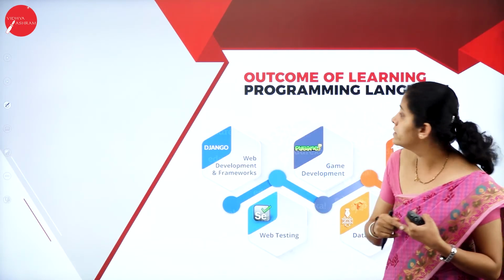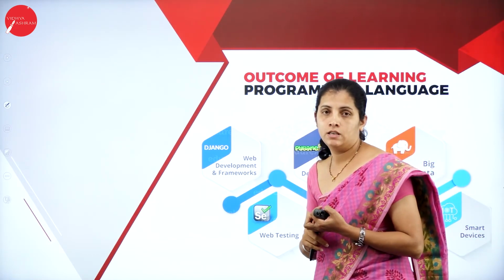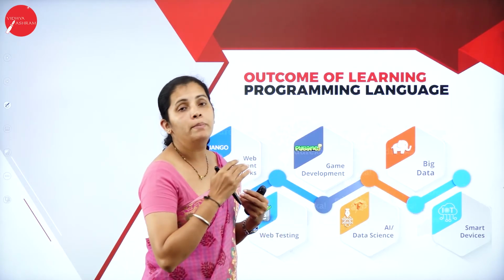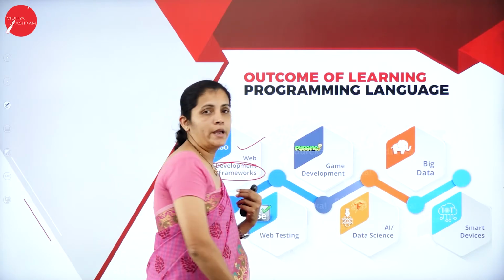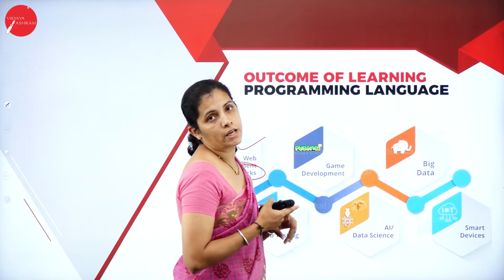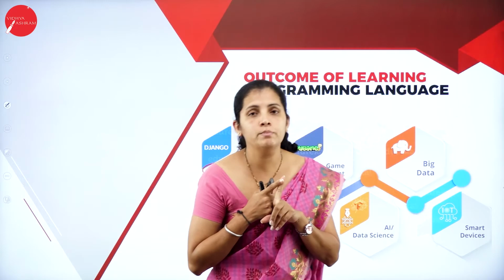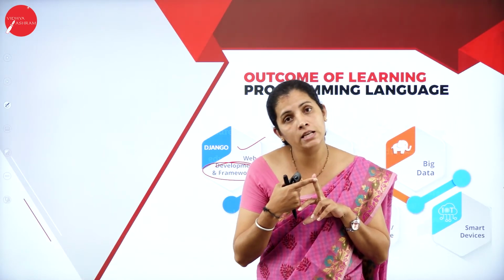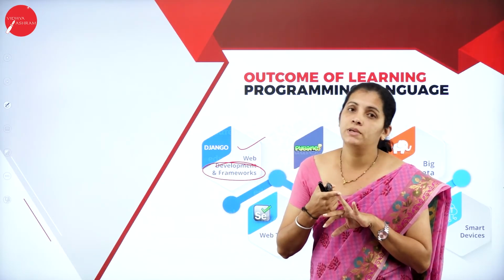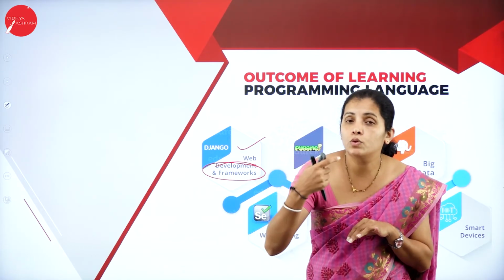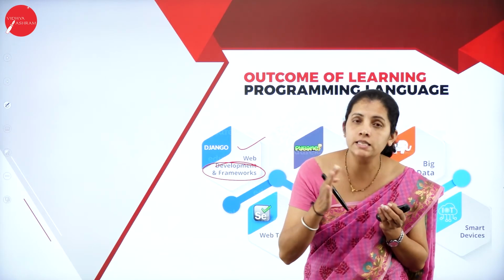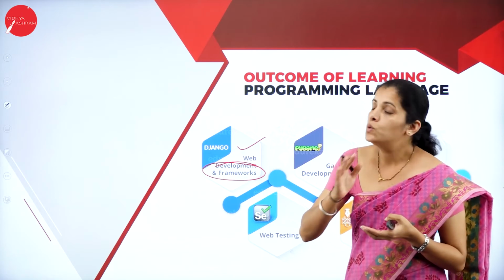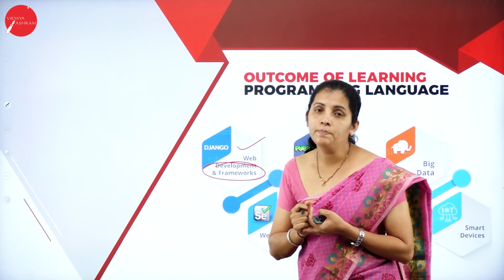Moving further, we are going to have the outcome of learning programming language. That means suppose if I am familiar with any one of the programming languages, then I can become a web development and framework engineer. That means to develop a website, what are the basic languages I require? I require HTML. I must know what is Perl, how to write the Perl code. Then I must know how to write the PHP code, how to write the JavaScript, how to write the Ajax, and how to create the dynamic HTML. If I know these basic things, then I can become a web developer.